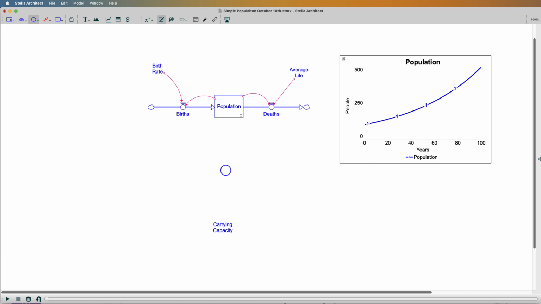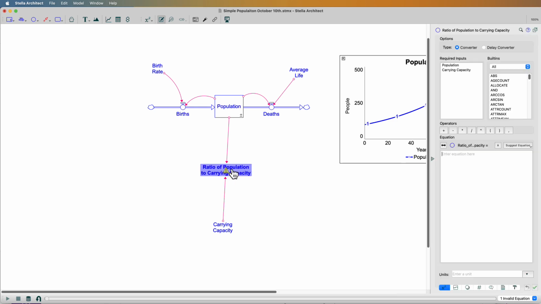I'll go up and click on my converter, and come down and put a new variable in here. And this is going to be the ratio of population to carrying capacity. Again, I'm trying to give these variables names that if anyone was looking at this, they could figure out the equation. You should just take a moment, stop the video, and think about this. What's this equation going to look like? There's going to be a connection, or information, from my population going into my ratio, and there will also be information from my carrying capacity going into my ratio. And now I have to figure out the equation for this.